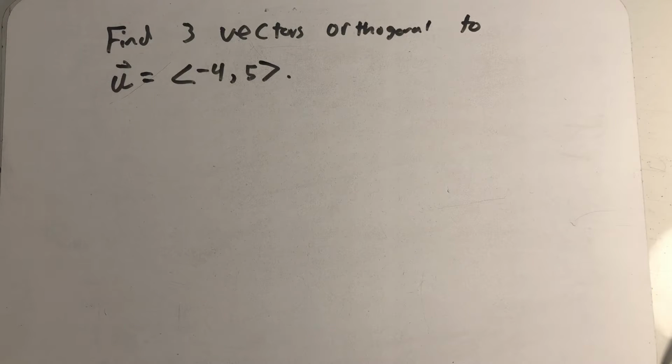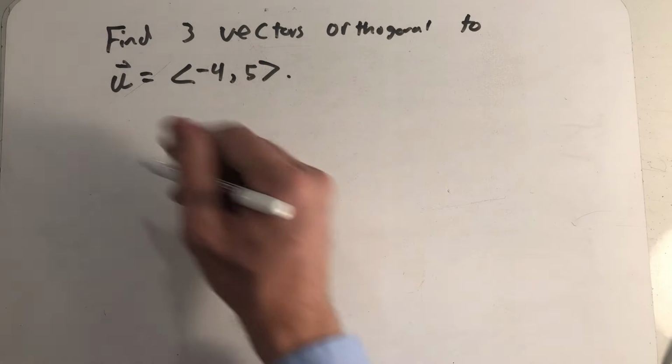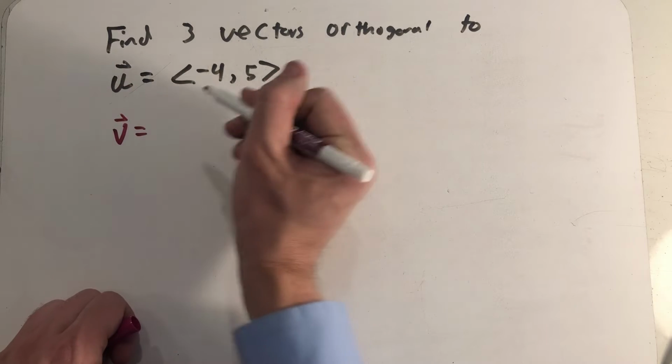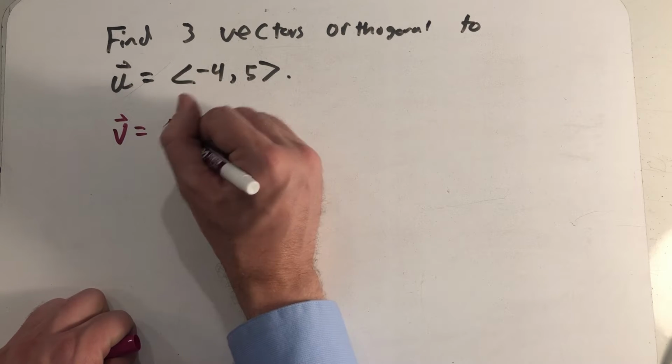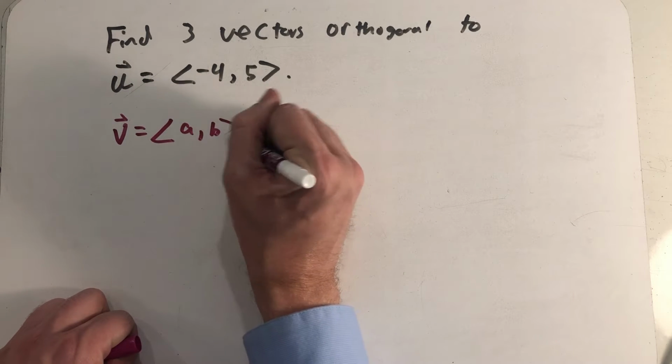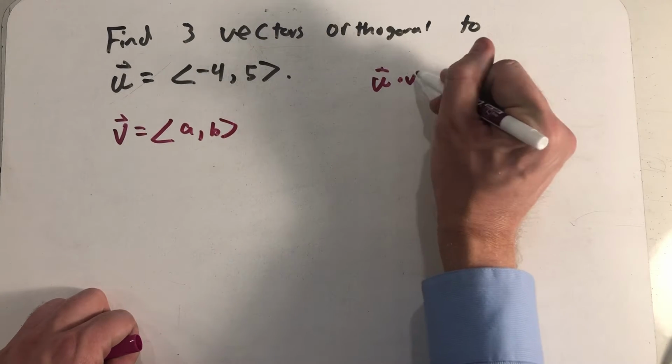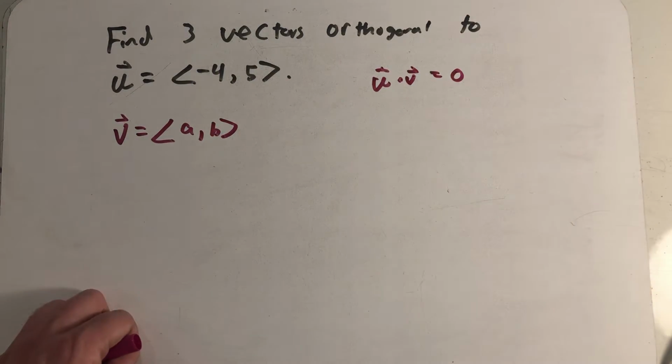I've been asked to find three vectors orthogonal to the vector u, which is minus 4i plus 5j. Well, what I'm thinking is I'm looking for a vector v where u dot v is equal to 0.